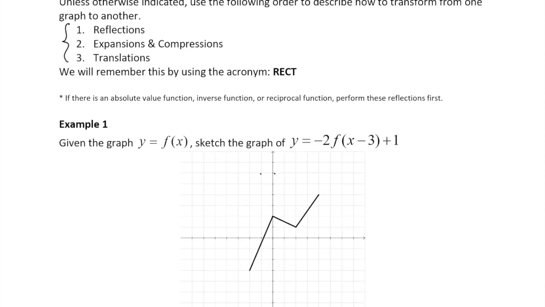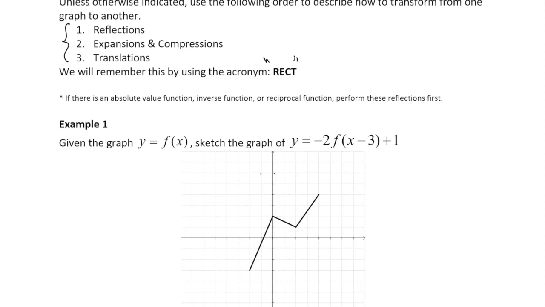Now, in terms of creating an order of operations, we're going to use the acronym RECT to help us out with that. So that's going to say we'll do reflections first, then expansions, compressions, and then translations. So in the same way that when you do algebra, you use BEDMAS for your order of operations, we're going to use RECT here for graphing our transformations.